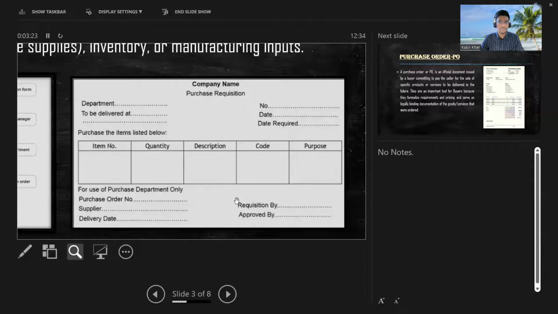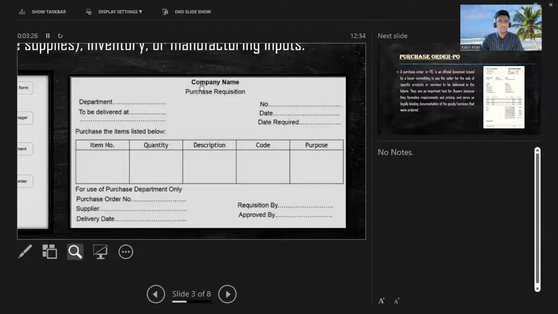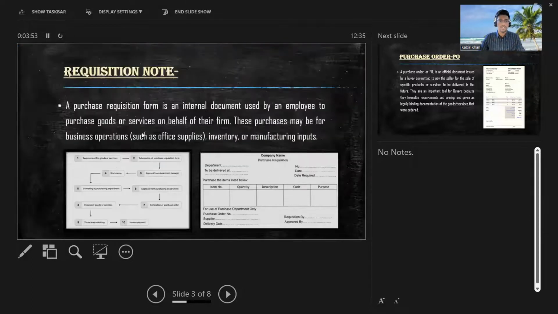This is how the purchase requisition note looks. It has the company name, purchase requisition, department to be delivered, serial number, date required, and the items with item numbers 1, 2, 3 and so on, and how many quantities we need. We need to provide a description, coding, and the purpose for why we need certain quantities. This will be approved by the purchase department. So in short, the requisition note is issued by an employee on behalf of the firm, and it is shared with the purchasing department or the procurement department.